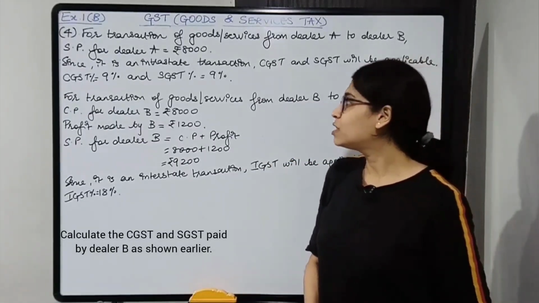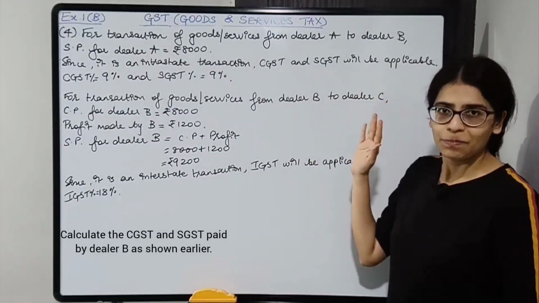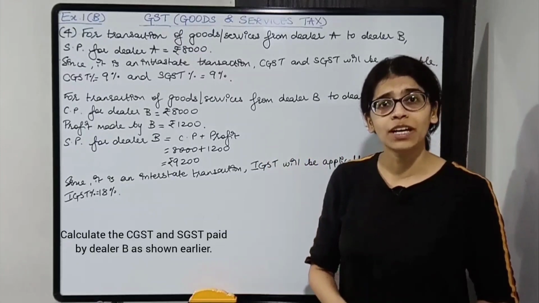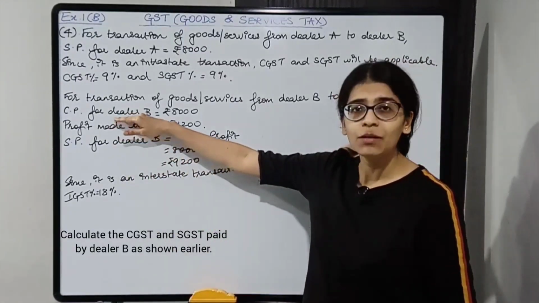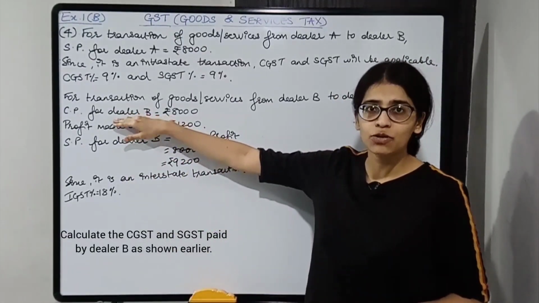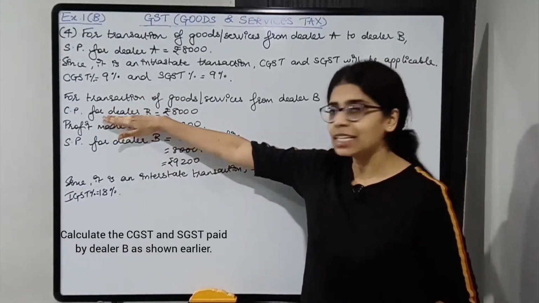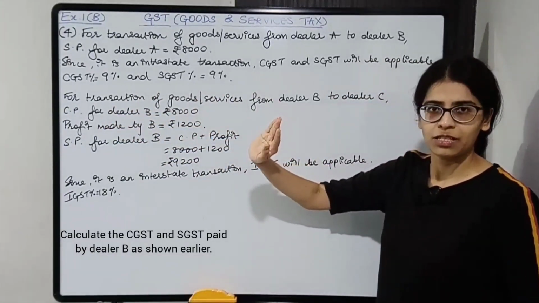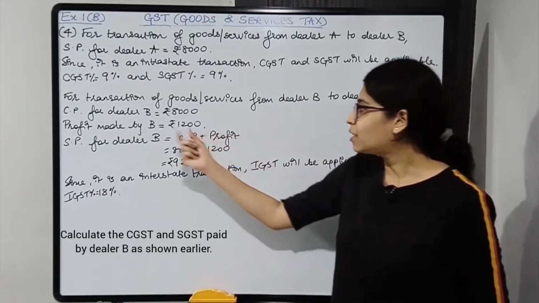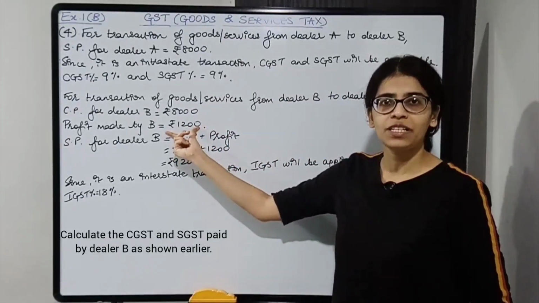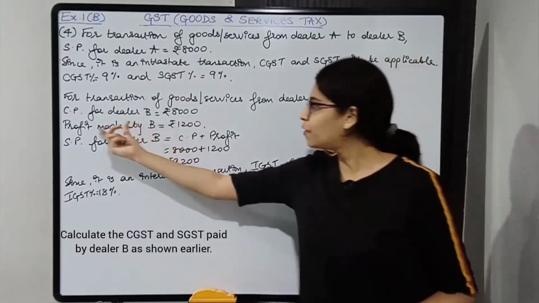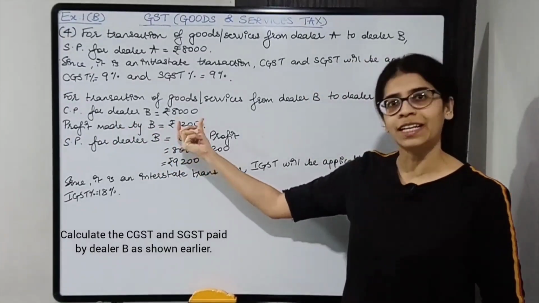For transaction of goods and services from dealer B to dealer C, what all information we have? Now dealer B bought the goods for rupees 8,000 from dealer A. ठीक है, GST extra, but cost price कितना है? It is 8,000 rupees. Okay, profit is 1,200 rupees. ठीक है, profit made by B is 1,200, that is given.